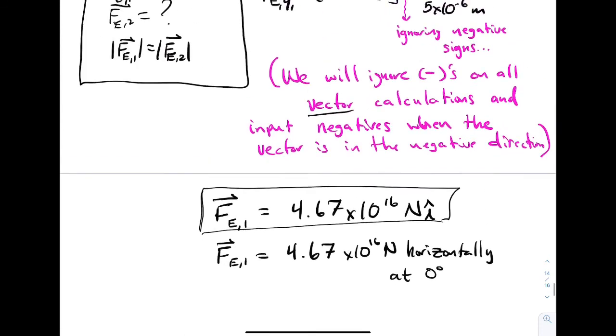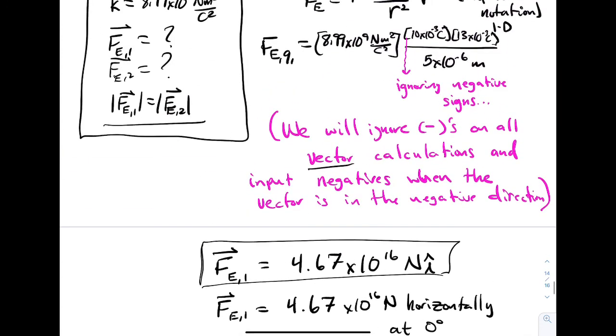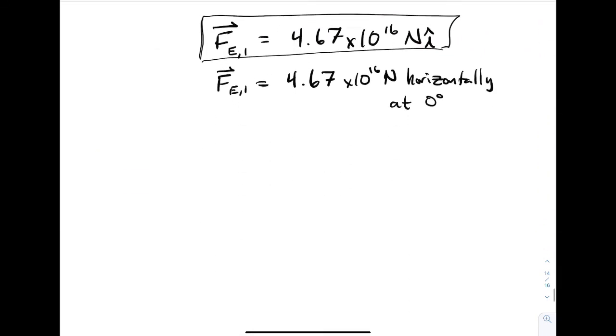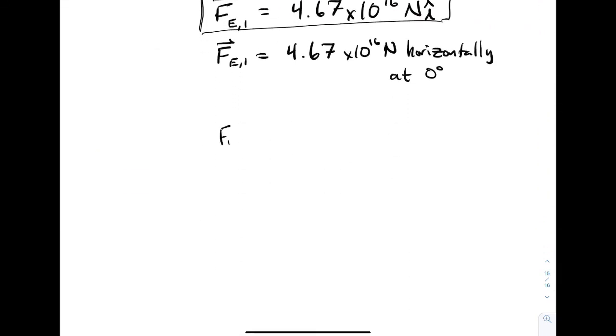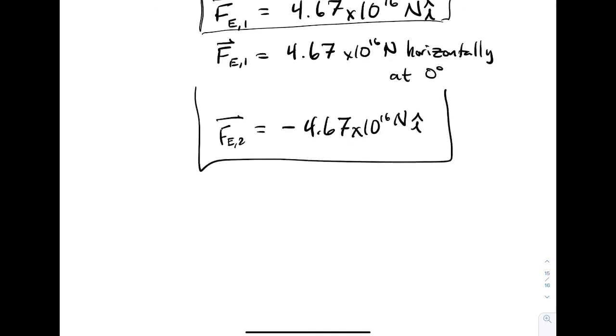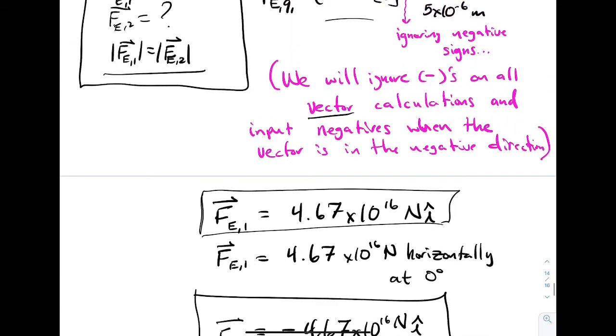but I personally like the unit vectors, and so that's what I usually use. Because these are equal and opposite forces, we don't have to go through and recalculate all this. We can just write that Fe2 is negative of Fe1, which was 4.67 times 10 to the 16 newtons in the x direction. So our negative sign helps with the direction. And now we have the solution for our first example.